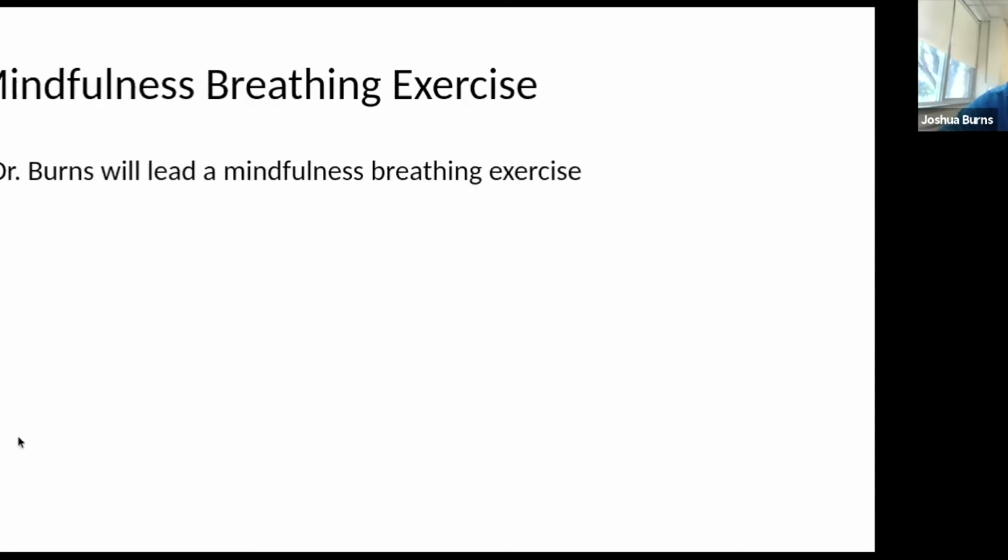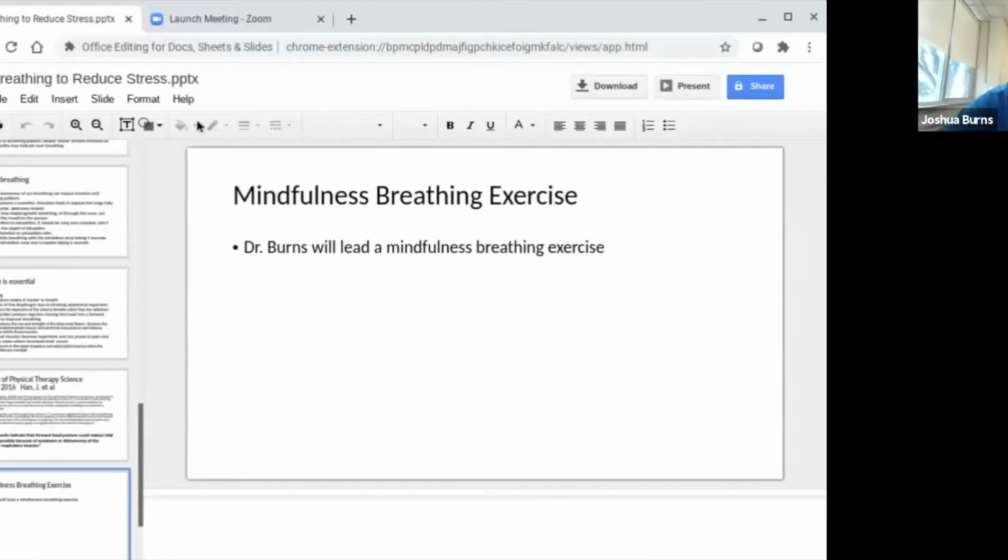So next, I'm going to stop sharing and I'm going to take you guys through an exercise on breathing. What I'd like you guys to do is just follow as I mention what the instructions are. Try to be comfortable as you get started and try to find a place that you can just sit and relax as we do this.